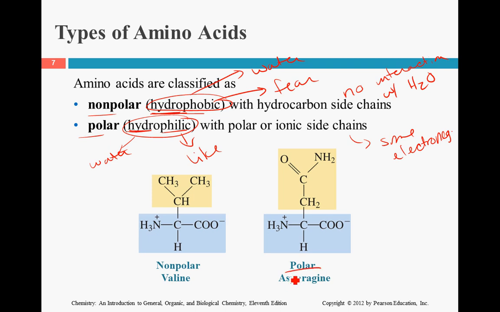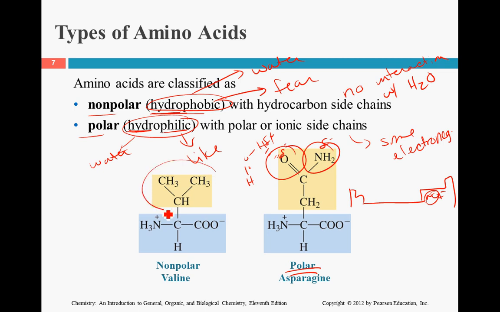Notice with the polar one that they gave an example of, there's an oxygen and a nitrogen. Both of those, if we look on the periodic table, are close to fluorine. As a result, they're more electronegative, which means that they're going to be attracting electrons. So that means it's going to be partially negative up here, which means it'll interact with the hydrogen that's partially positive in water. And so there's going to be an interaction there, making it more hydrophilic, making it dissolve in water.